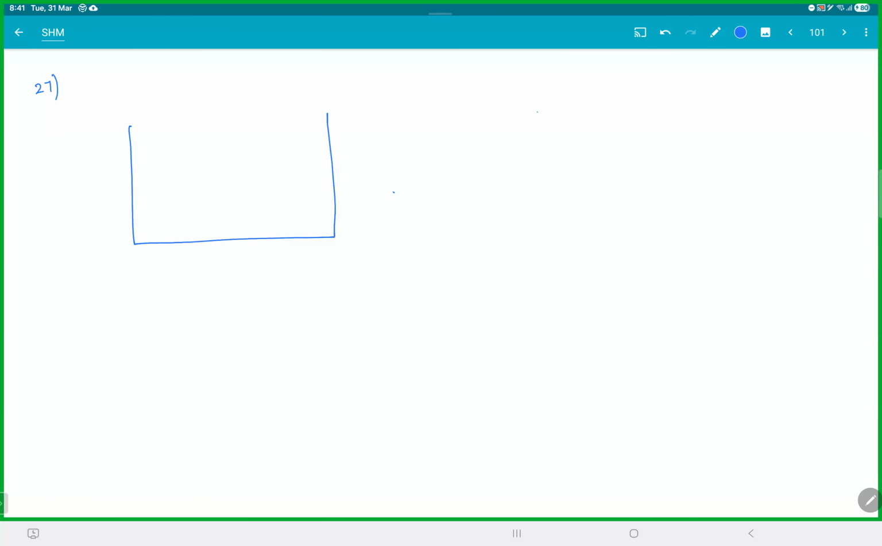We have a container. We have a block here. Cube of side L and base area A. So basically A is equal to L square.